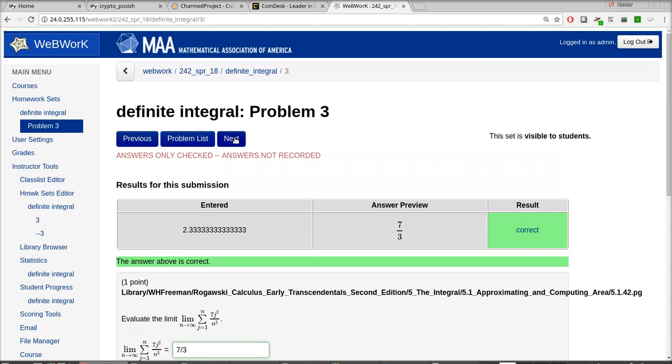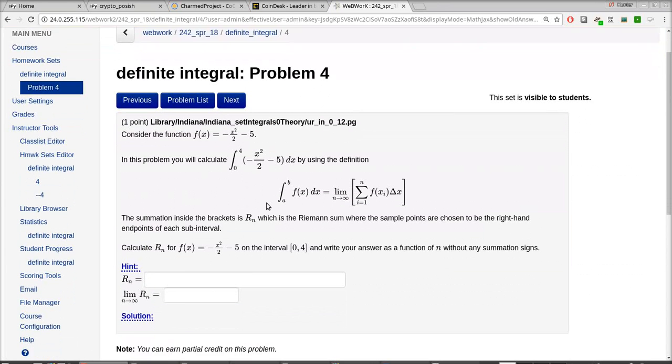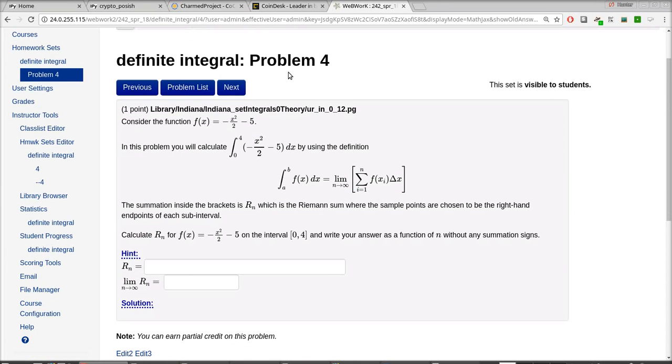Yes. Next problem. Consider the function blah blah blah. In this problem you will calculate blah blah blah by using the definition blah blah blah. The summation inside the brackets is the right-hand Riemann sum, where the sample outputs are chosen to be the right-hand endpoints of each subinterval. Calculate Rn for this function on the interval 0 to 4 and write your answer as a function of n without any summation signs.